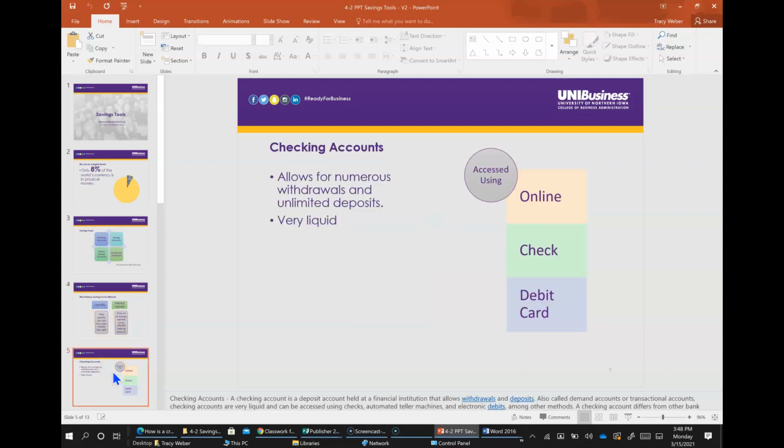So, checking accounts. A checking account is a depository account held at a financial institution that allows withdrawals and deposits. Also called demand accounts or transactional accounts. Checking accounts are very liquid, which means the money can be converted into actual cash very easily and can be accessed using checks, automated teller machines, and electronic debits, among other methods. A checking account differs from other bank accounts in that it often allows for numerous withdrawals and unlimited deposits.